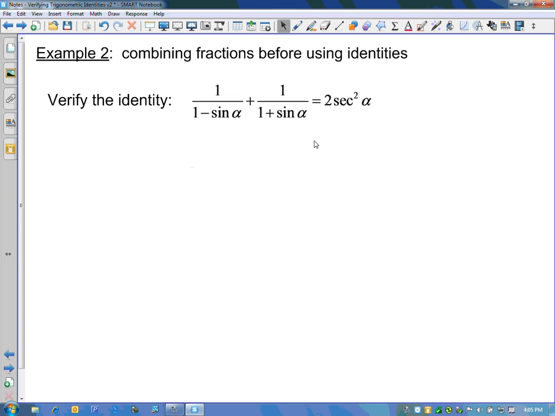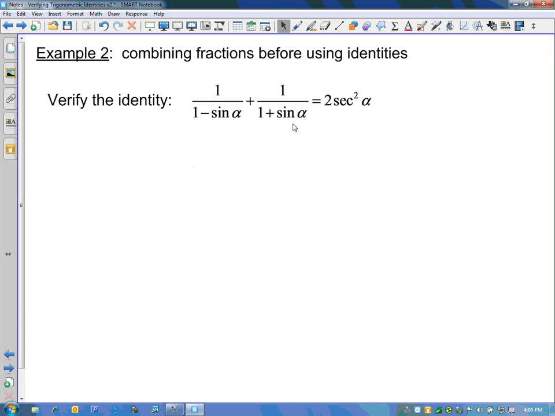All right, when I first see this one, I obviously see the left side is the more complicated side, so I'm going to start with the left side. But I do notice that there are two terms on the left side, whereas the right side is just one term. So there's a good thing to start with. Let's combine the fractions so we have a single term. And to combine fractions, you need a common denominator. To get a common denominator, I need to multiply the different denominators.